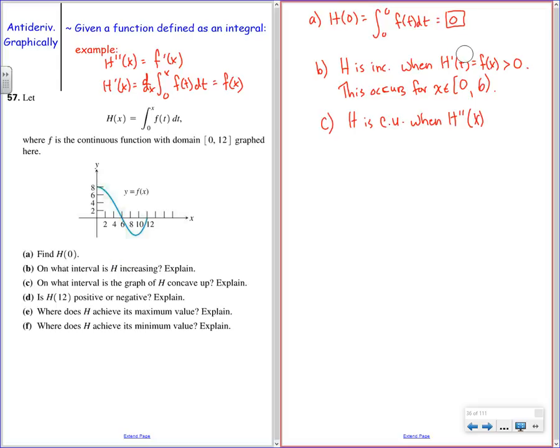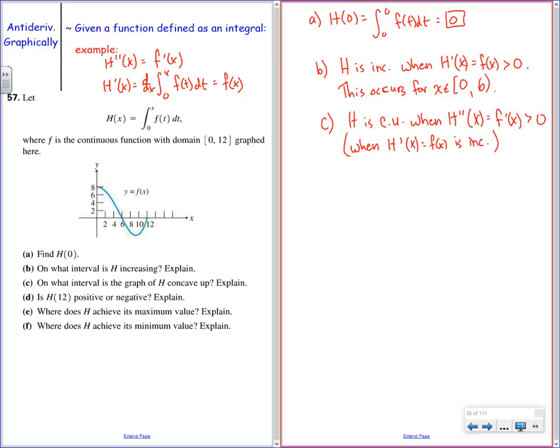Wait, pause. Some people tend to mix up some of these wordings and it does totally mess up their answer. h double prime, what needs to be true for h to be concave up? Positive. And h double prime is taking the derivative of the derivative, which would be f prime. So I could say f prime is positive. But some of you are saying the other way of putting it, which would be when h prime is increasing.